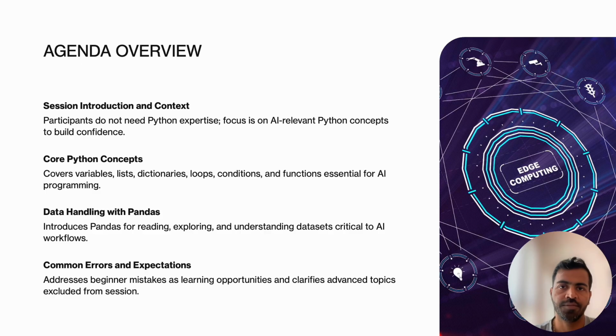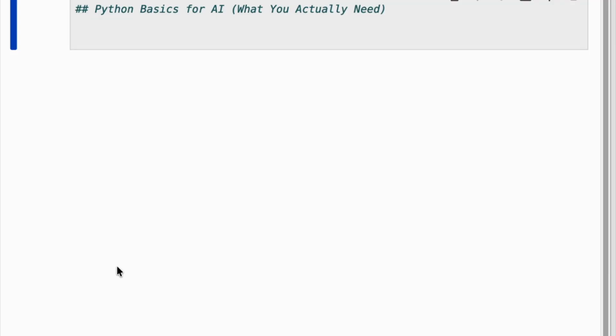So let's begin. Python is not AI itself. Python is a language we use to work with data and AI libraries. Think of Python as a way to talk to machine learning tools. We will start very simple. So the first one is variables.